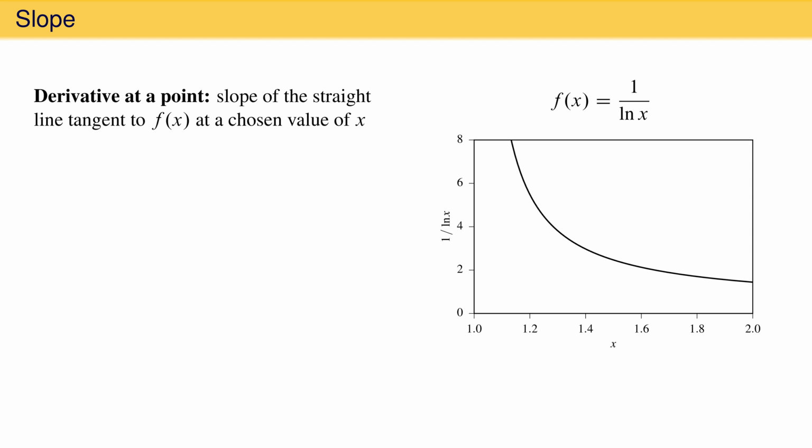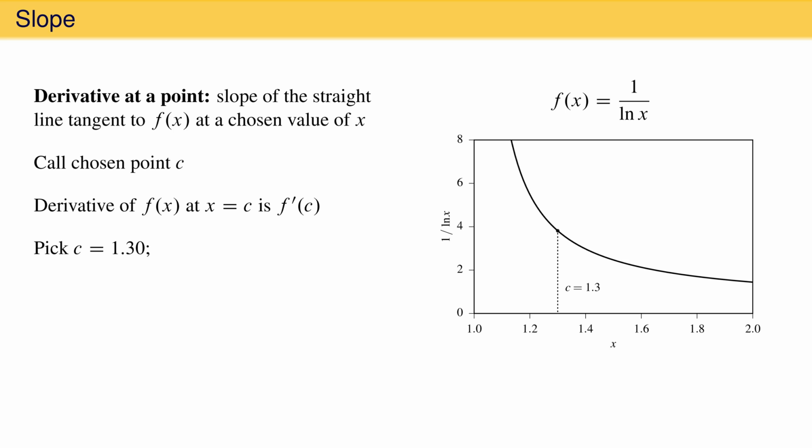We can state this more compactly by calling the chosen point c. The derivative of a function f of x at the point x equals c is usually written as f prime evaluated at the point c. If we pick the point c equal to 1.3, we can find the derivative at that point by drawing on the plot the line tangent to the function at that point and then finding its slope.